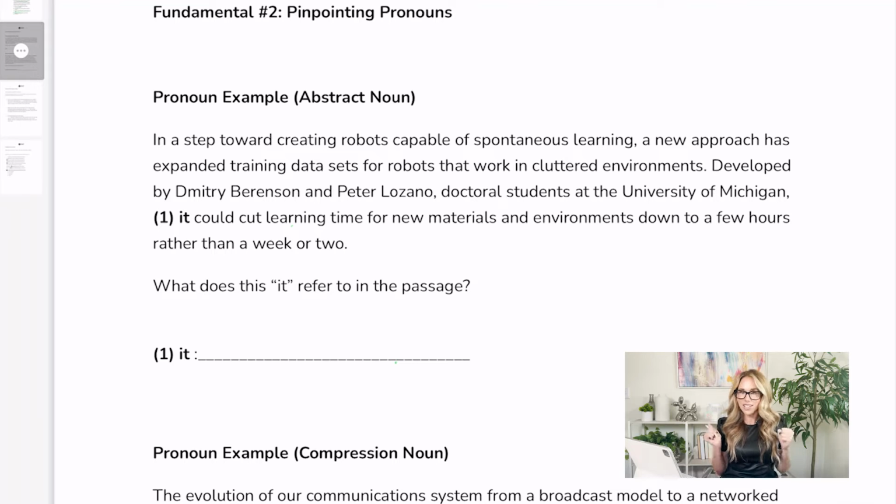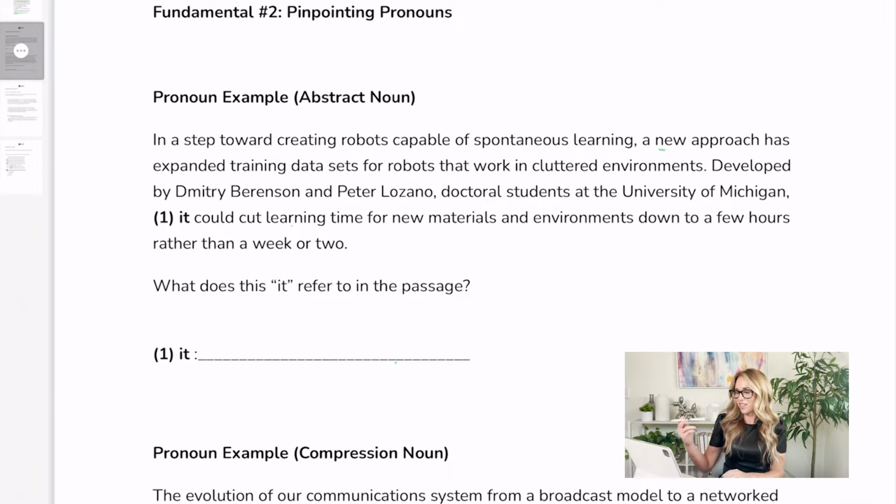So let's take a look at this example. It says, in a step toward creating robots capable of spontaneous learning, a new approach has expanded training data sets for robots that work in cluttered environments. Developed by Dimitri Berenson and Peter Lozano, doctoral students at the University of Michigan, it could cut learning time for new materials and environments down to a few hours rather than a week or 2. Take a minute if you need to pause the video, do it. Try to figure out what the it is referring to.